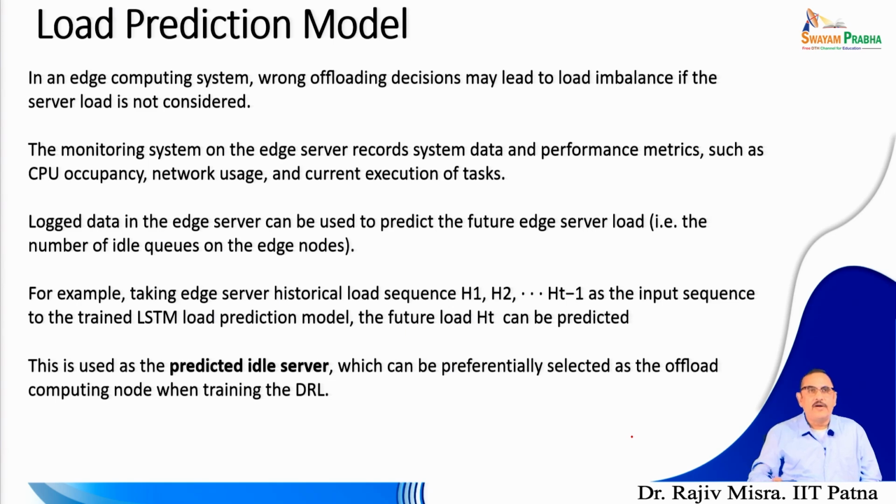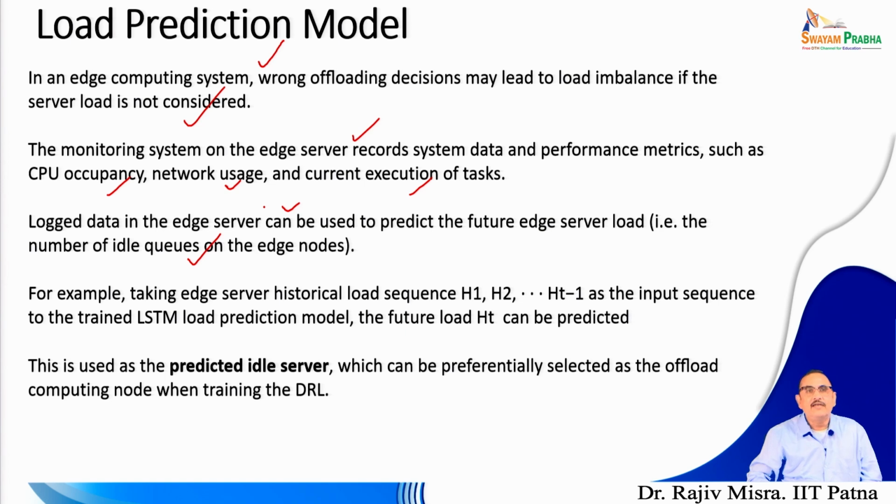So, let us see the load prediction model. In the edge computing system, a wrong offloading decision may lead to imbalance if the server load is not considered. The monitoring system on the edge server records system data and performance metrics such as CPU occupancy, network usage, and the current execution of the task. So, log data in the edge server can be used to predict the future edge server load, the number of idle queues or the edge nodes.